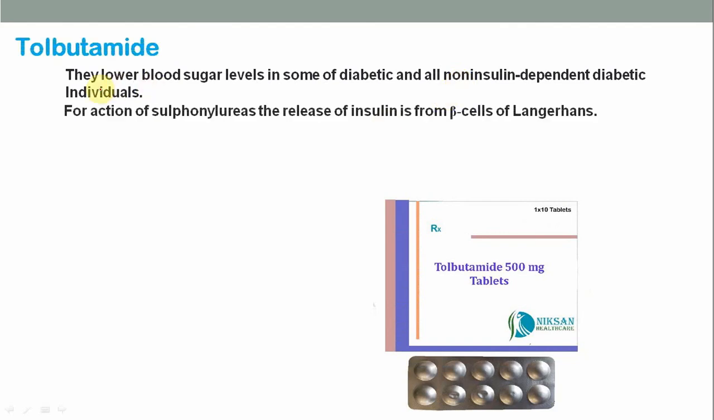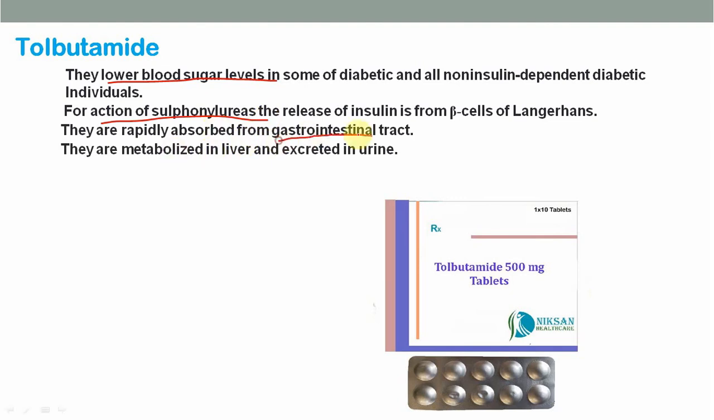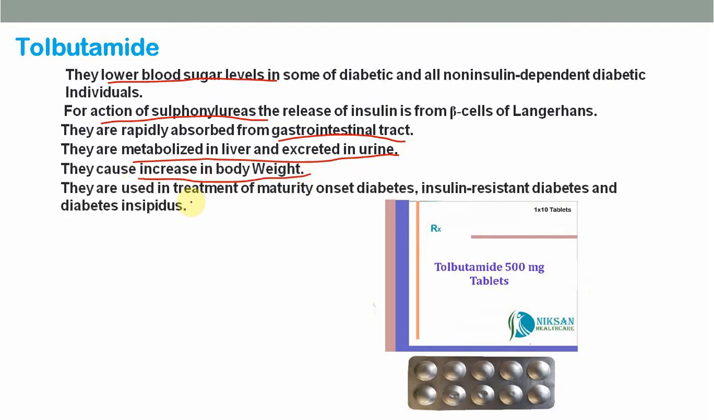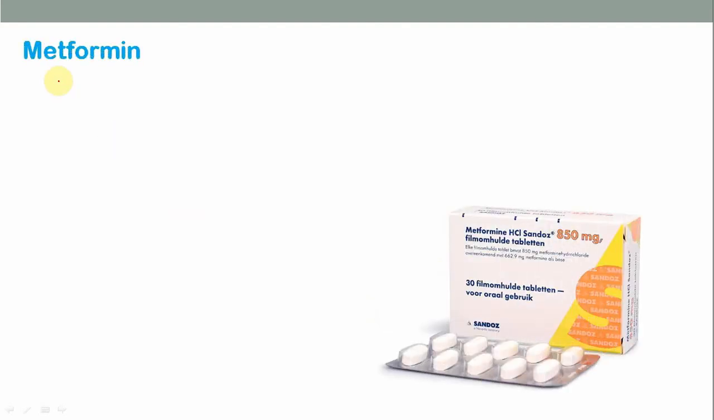Tolbutamide is a sulphonylurea. They lower the blood glucose level in some diabetics and all the non-insulin dependent diabetic individuals. They are rapidly absorbed from the GIT, metabolized in the liver and excreted in the urine. They cause an increase in body weight. They are used in the treatment of maturity onset diabetes, insulin resistant diabetes, and diabetes insipidus.